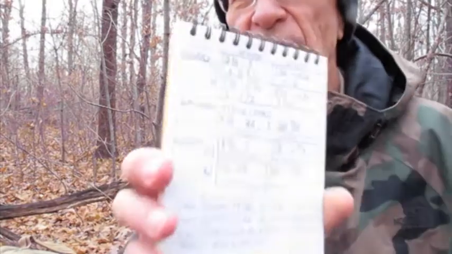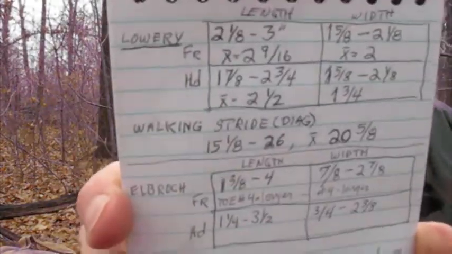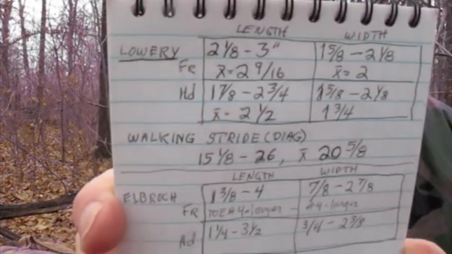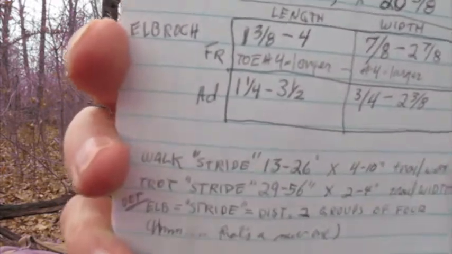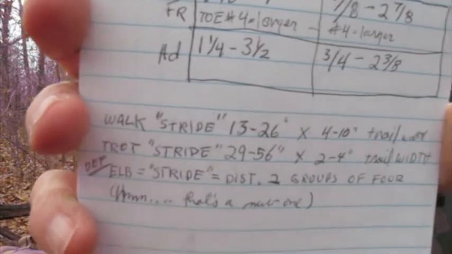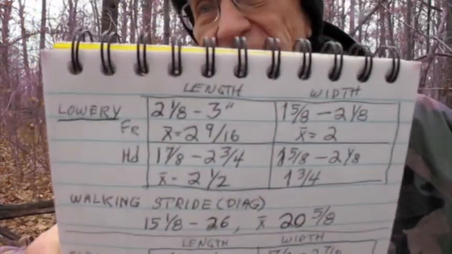The first category is measurement data. I have measurement data on tracks, on stride, on scat, on anything I can get measurement data for. That means that when I'm in the field, if I'm looking at a track and I'm wondering, is this animal A or animal B, I can check my measurement data to at least give me some indication and maybe eliminate one of those alternatives.